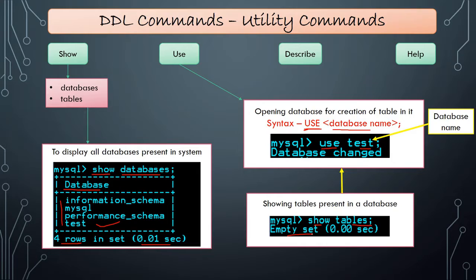Now you can see that for running the command show tables, it is compulsory that we open a database, else it will show an error that no database is selected. So till now we have learned about 3 commands of DDL.